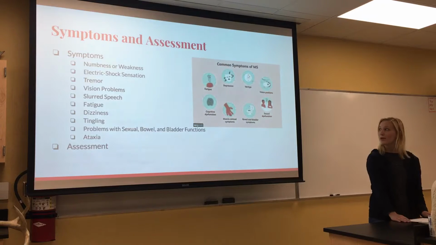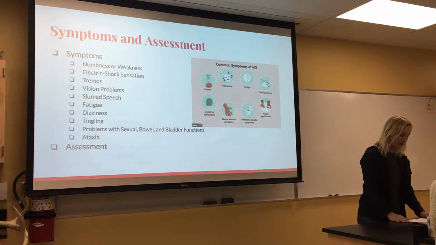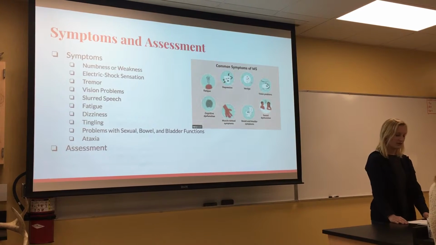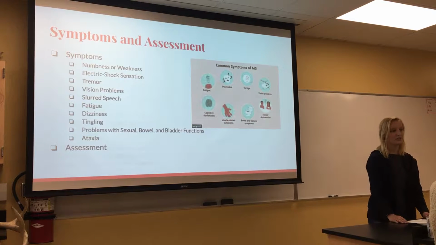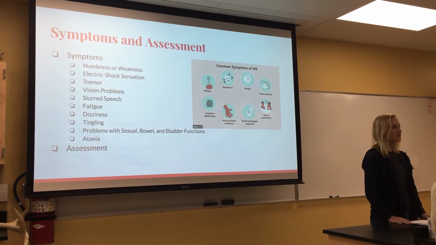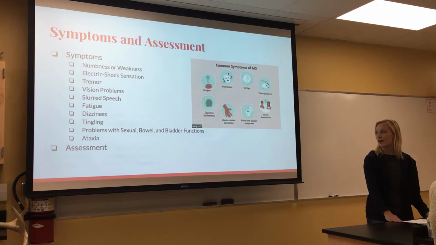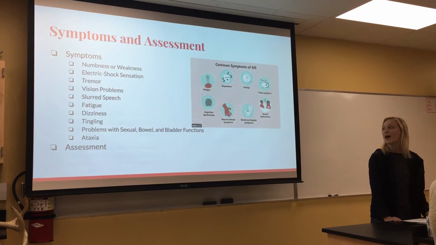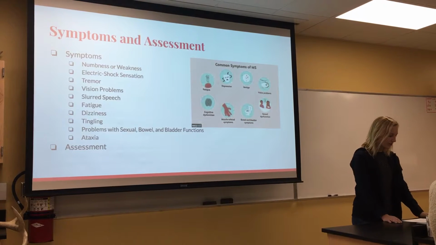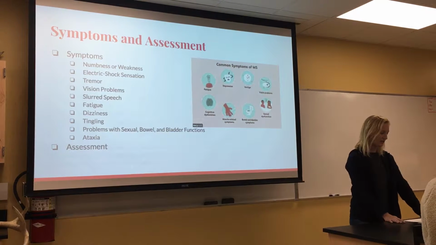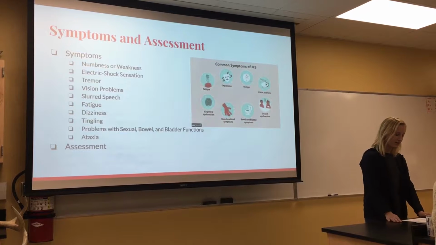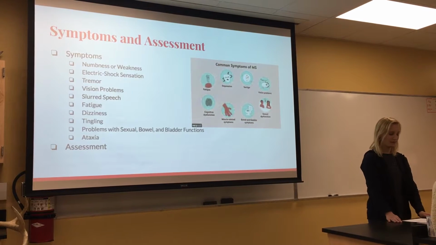There can be vision problems that include partial to complete vision loss, blurry vision, or prolonged double vision. There could be slurred speech, fatigue, dizziness, tingling, problems with sexual, bowel, and bladder function, and ataxia. So ataxia describes lack of muscle control or coordination of voluntary movements such as walking or picking up objects.